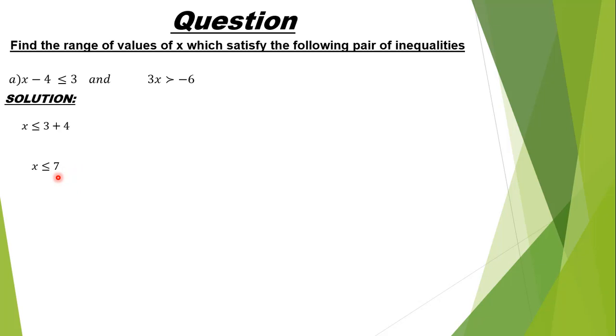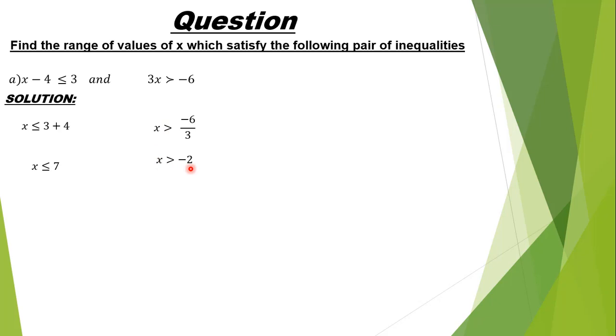It gives us the values of x that are going to be true. If you substitute any value of x that is less than or equal to 7, this inequality will be true. In the second part of this inequality, what we have is 3x is greater than minus 6. Again, doing simple algebra, we will divide both sides by 3. And if we divide both sides by 3, we will get x is greater than minus 2.